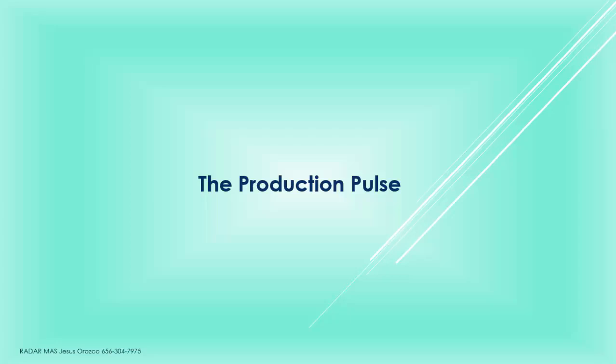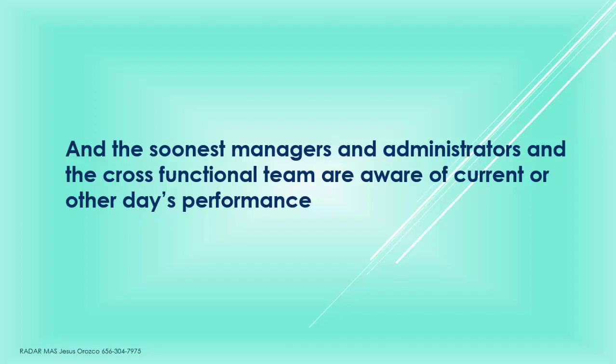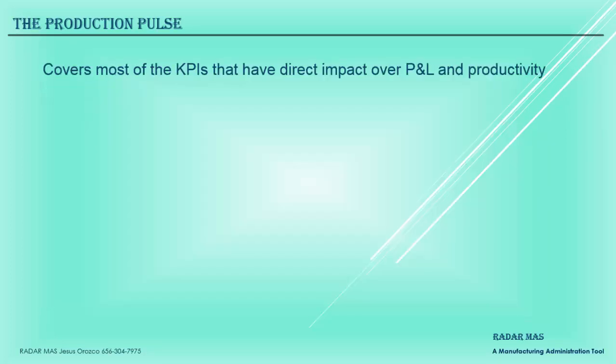The production pulse is one of the most powerful tools in Raider Mass. It was created because time matters, and the sooner managers, administrators, and the cross-functional team are aware of current and/or previous days' performance, the better. Production pulse is an executive summary of the performance of the operation. It covers most of the KPIs that have direct impact over the P&L and productivity.